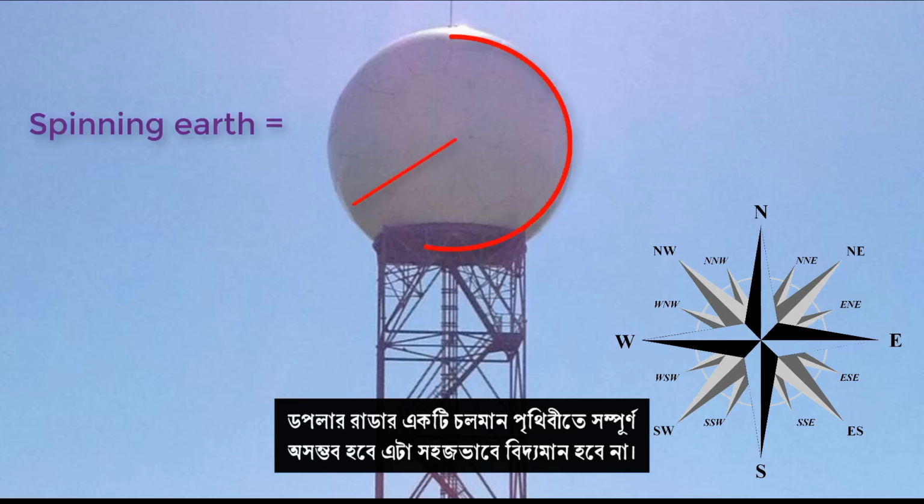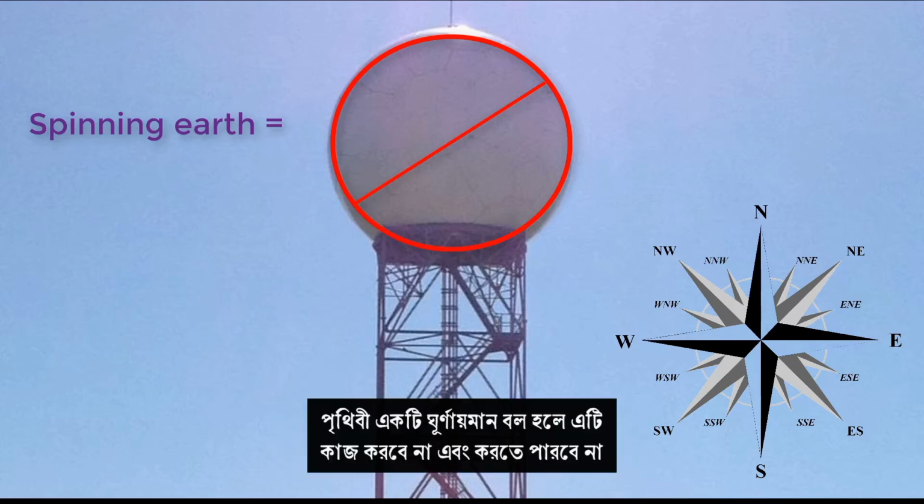Doppler radar would be a total impossibility on a moving Earth. It simply would not exist. It would not and could not work if the Earth is a spinning ball.